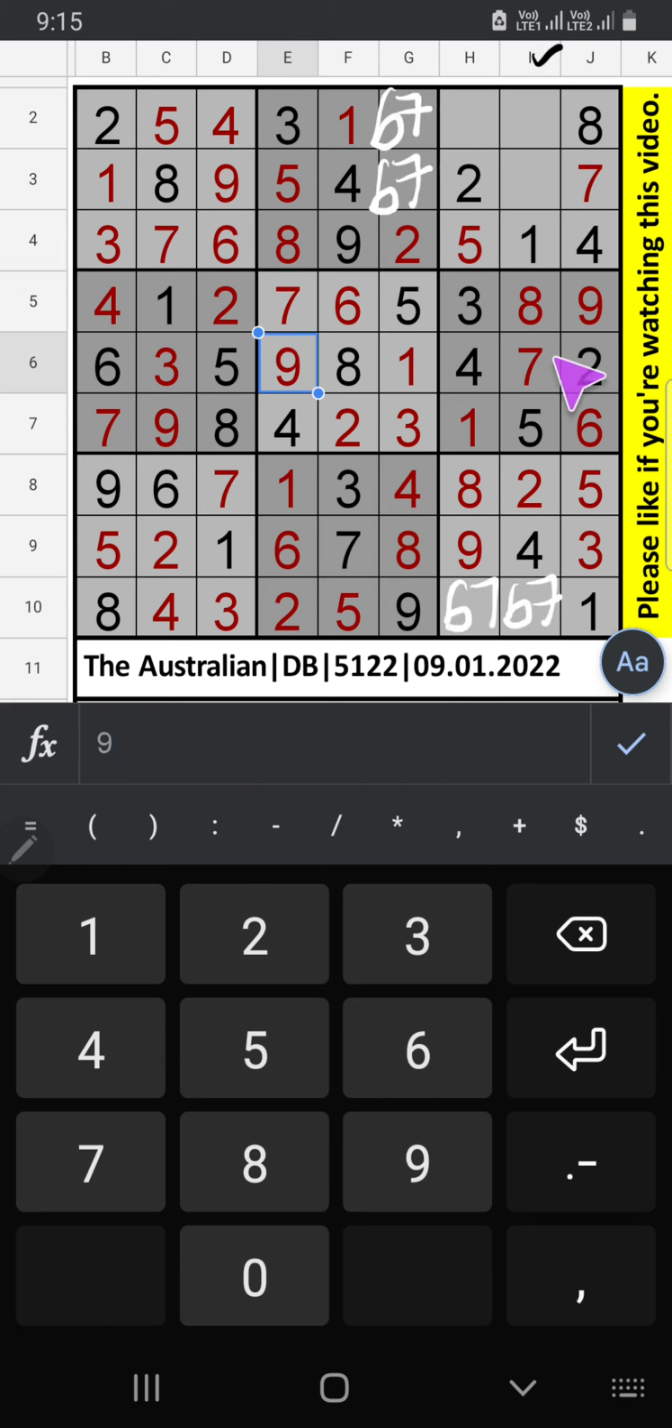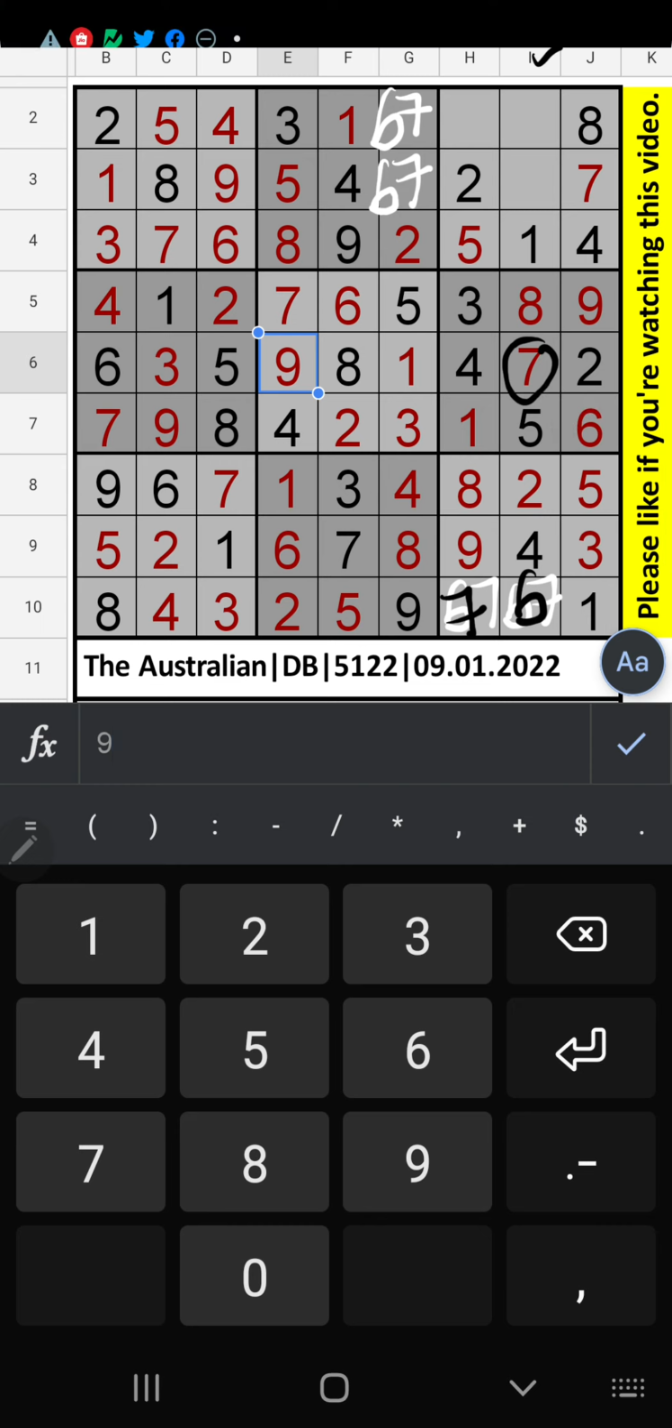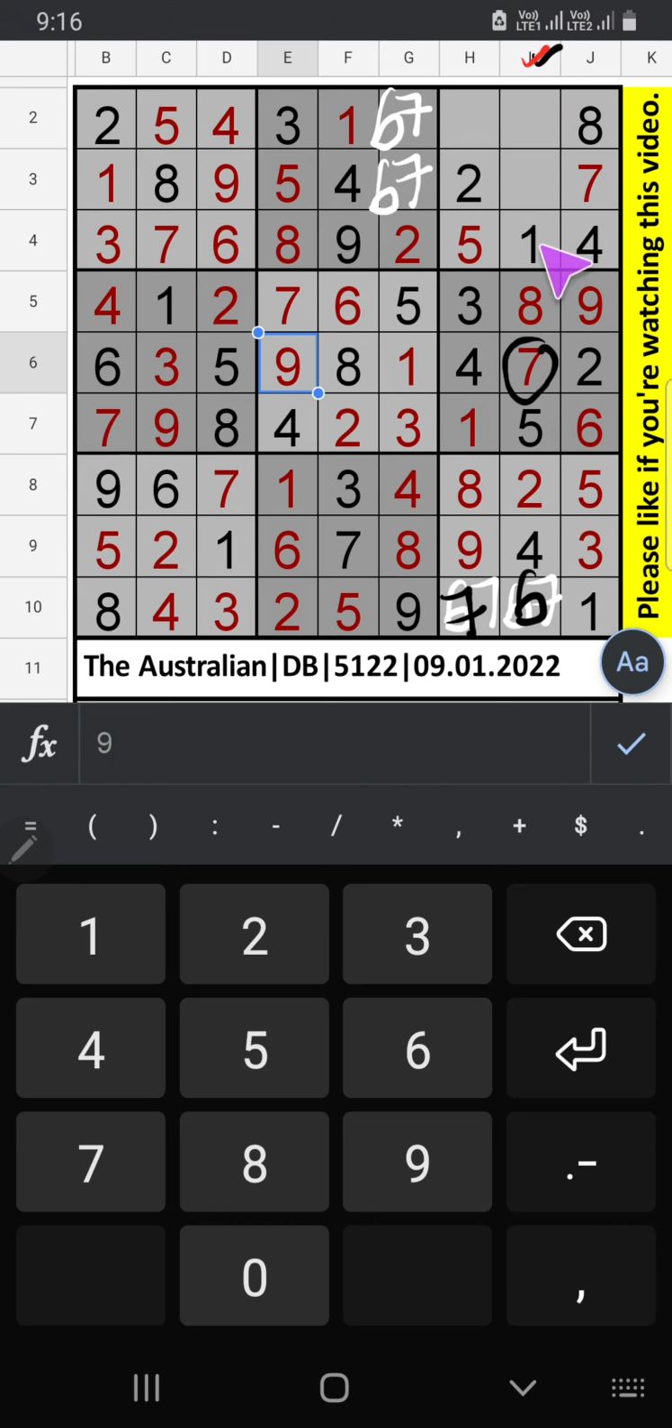Column I, we have 7. Then 7 is confirmed here. Then 6 is here. Column I, 2 numbers are remaining, 3 and 9. Second row, we have 3. So 3 can't come in this cell. Then 3 is confirmed here. Then 9 is here. In this grid, only one number is remaining. 6 is confirmed here. Since 6 is here, 6 can't come in this cell. 6 is confirmed here. Then 7 is here.